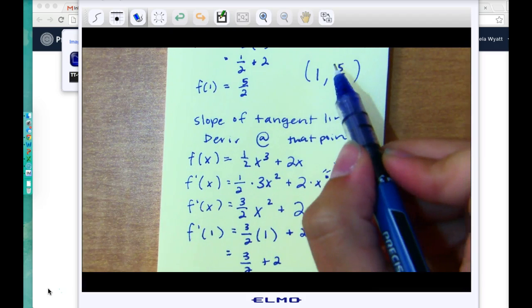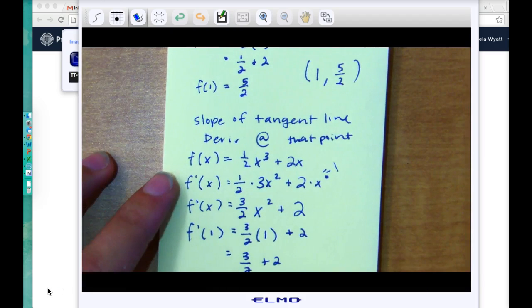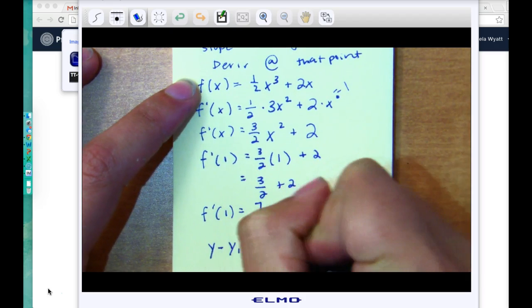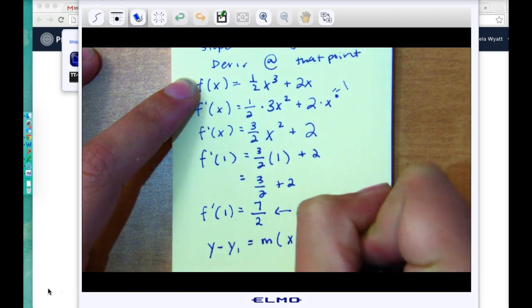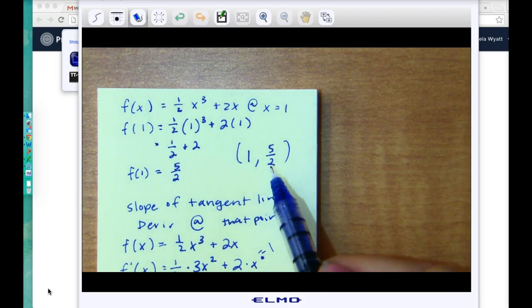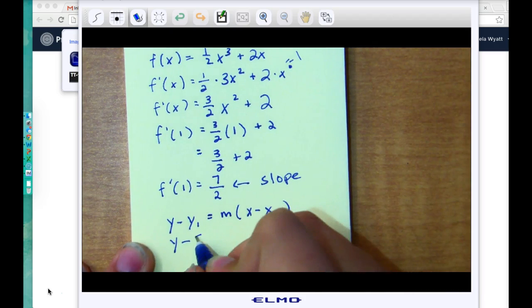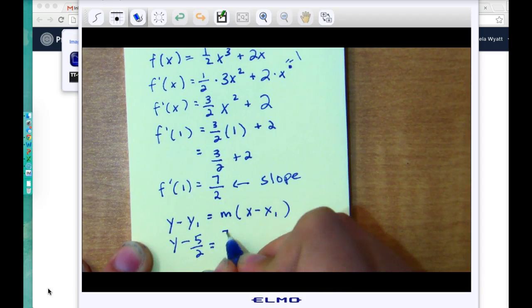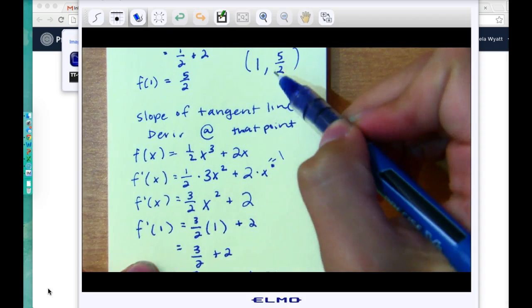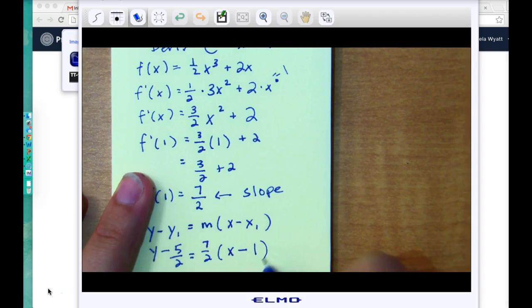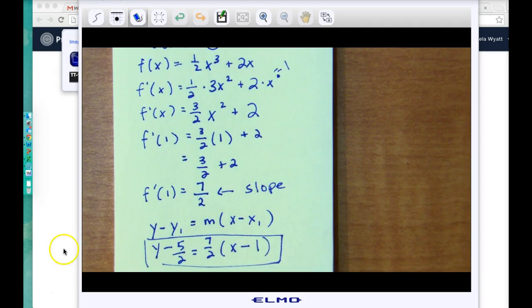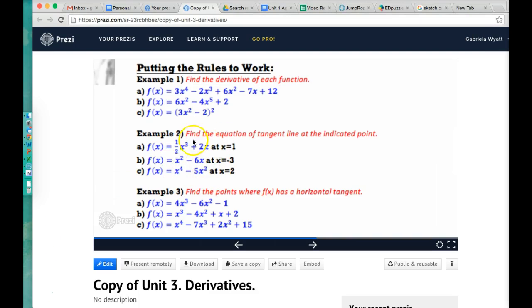And I've got a point. I'm going to put my tangent line equation into point slope form. So that's y minus y1 is equal to the slope times x minus x1. That's going to make it go really quickly. So y minus my y value, which is 5/2, is equal to the slope 7/2 times x minus my x1, which is just 1. And that'll be the equation of my tangent line. Go ahead and do the same for these three.